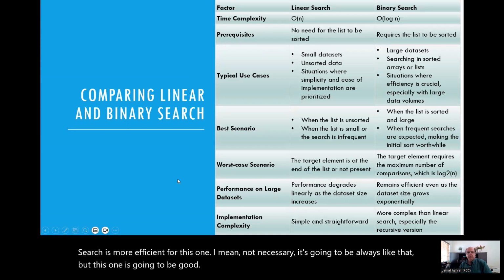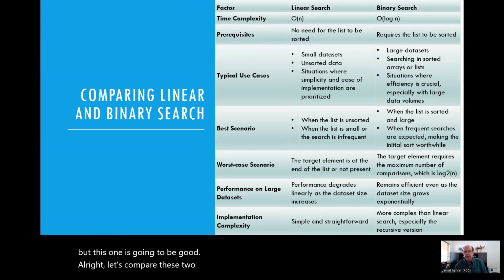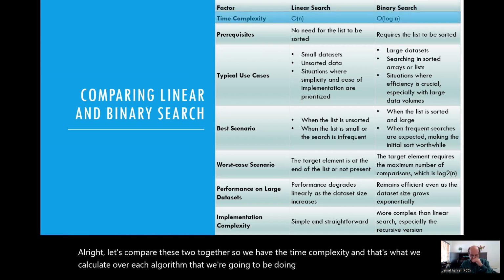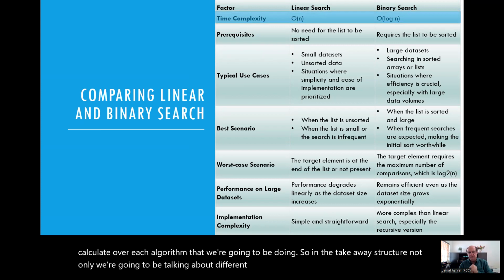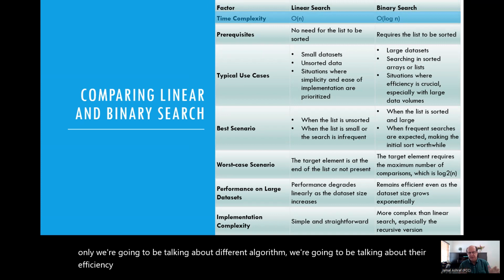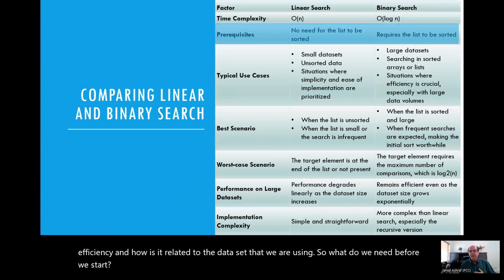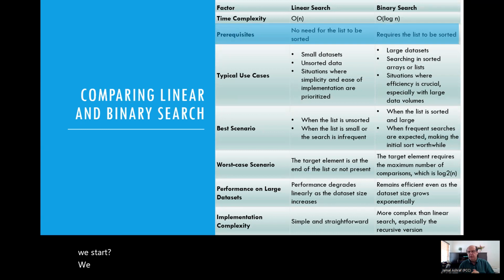All right, let's compare these two together. So we have the time complexity, and that's what we calculate for each algorithm that we're going to be doing. So in data structures, we're not only going to be talking about different algorithms, we're going to be talking about their efficiency and how it is related to the data set that we are using. So what do we need before we start? We need the list to be sorted for binary search, and for linear search we don't.